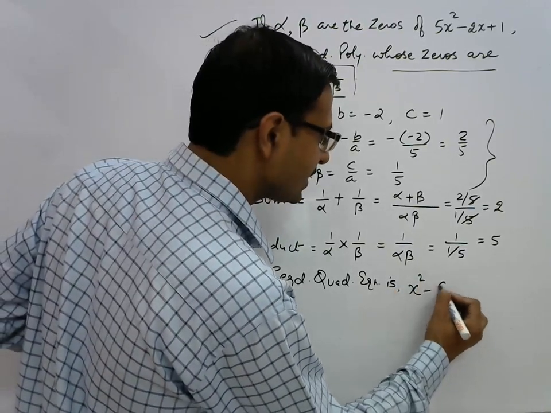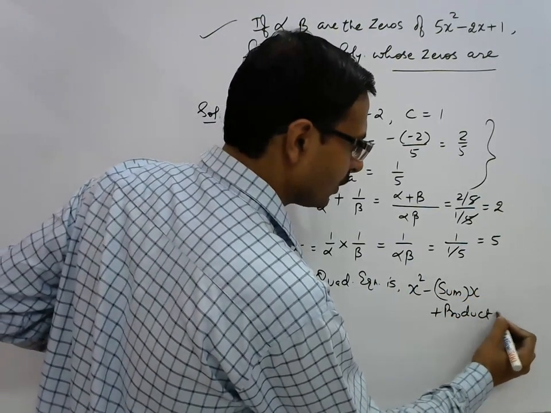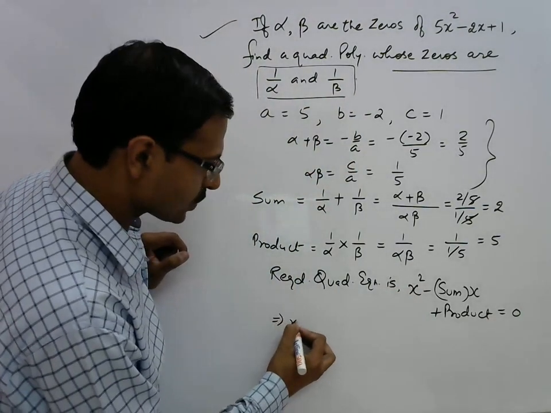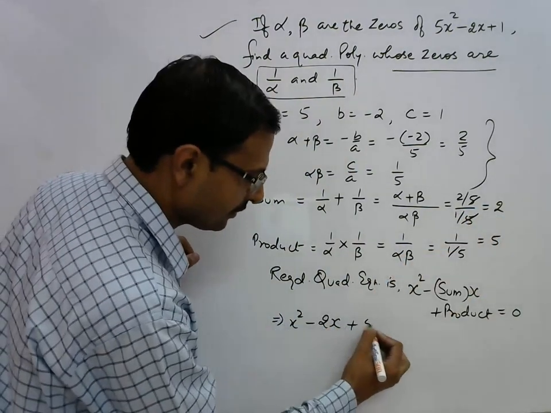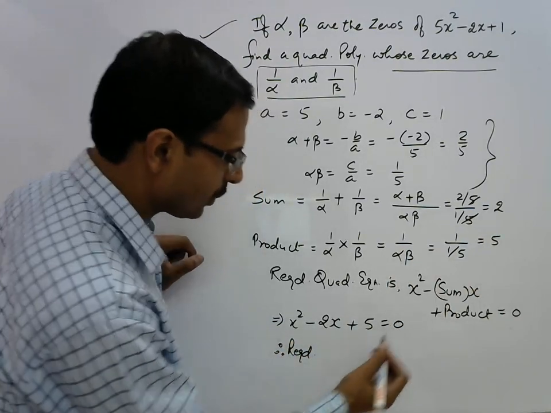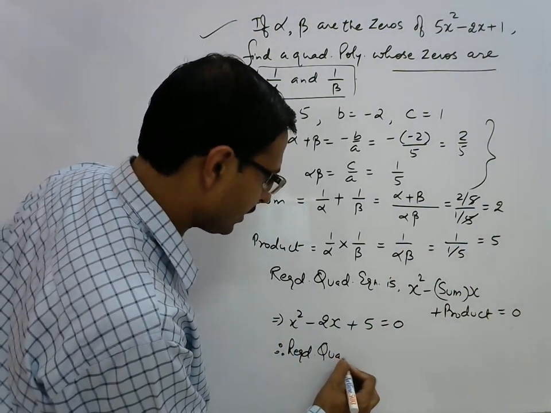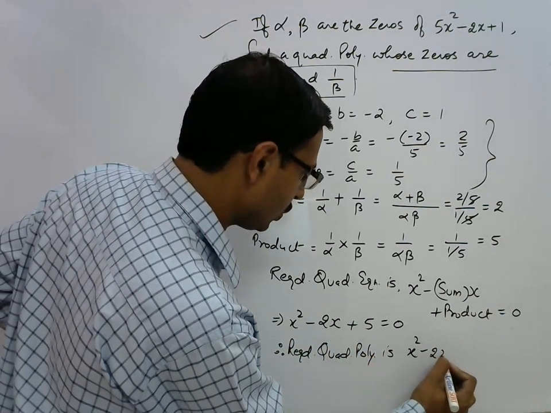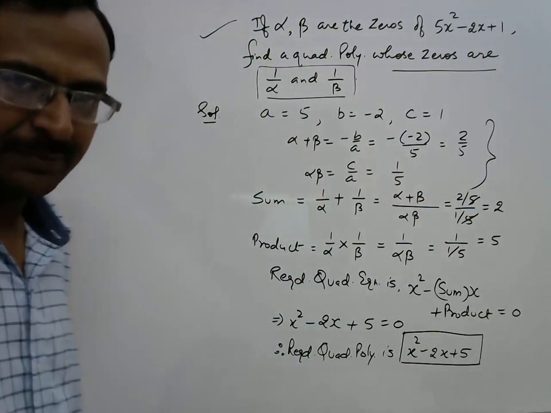Now the required quadratic equation is, if you remember, we have done it in the live streaming before, x square minus sum x plus product equal to 0. Now this is the quadratic equation. So now substitute the values, that is x square minus sum. What is sum? 2x plus what is product? 5 equal to 0. Therefore, just remove the 0 here because we don't have any fractions or decimals here. So the required quadratic polynomial is x square minus 2x plus 5. This is the answer for the question.